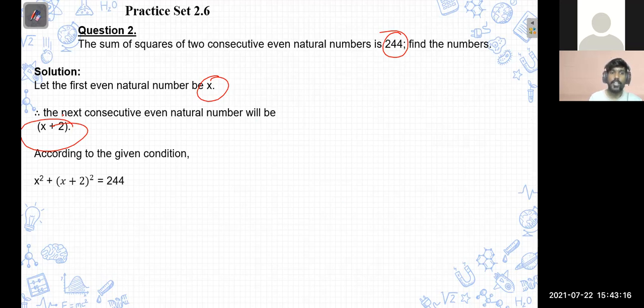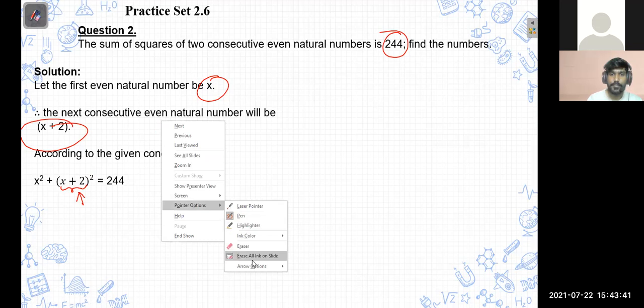According to the given condition, x square plus... won't it also become x square plus x square, so x to the power 4? No, no. How is it quadratic? No. This is a whole bracket square, so you will have to use the (a plus b) whole square formula. Can you continue the sum from here? Yes, I'll just write it down till then.